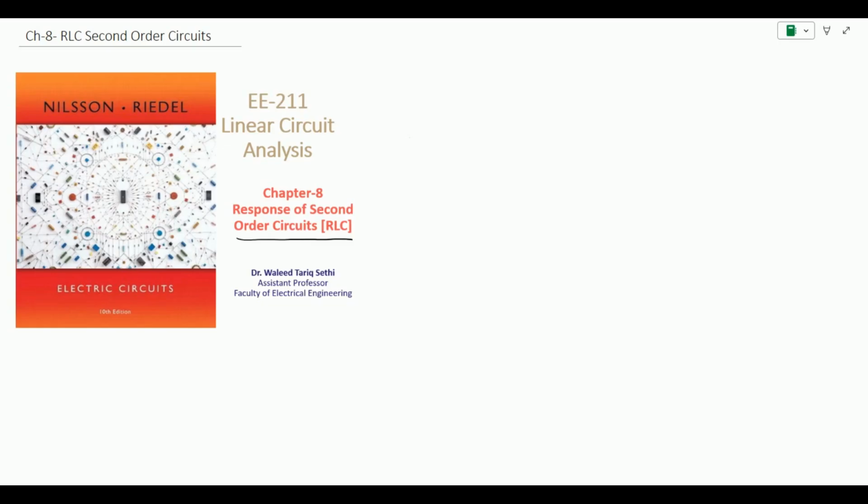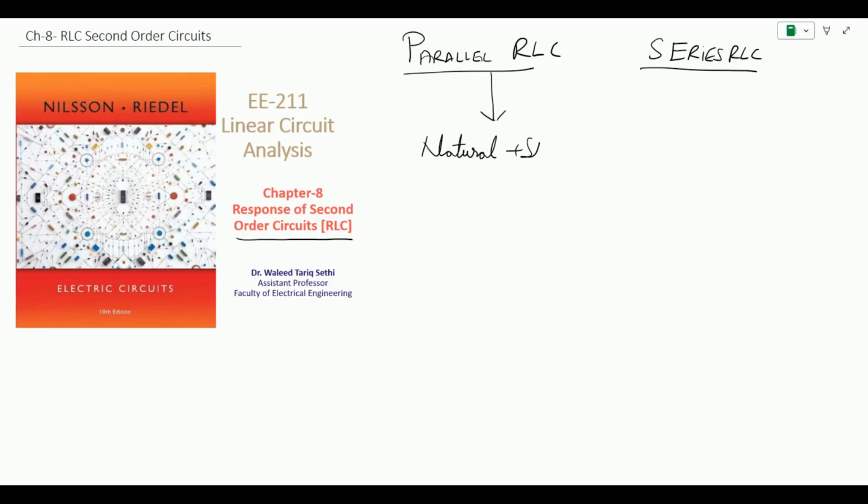So we are going to basically discuss two kinds of circuits. The first one will be a parallel RLC circuit and the second one will be a series RLC circuit. And for these two configurations, we are going to look into the natural plus the step response, and again for the series we are going to look into the behavior of the natural plus step response of the circuit.